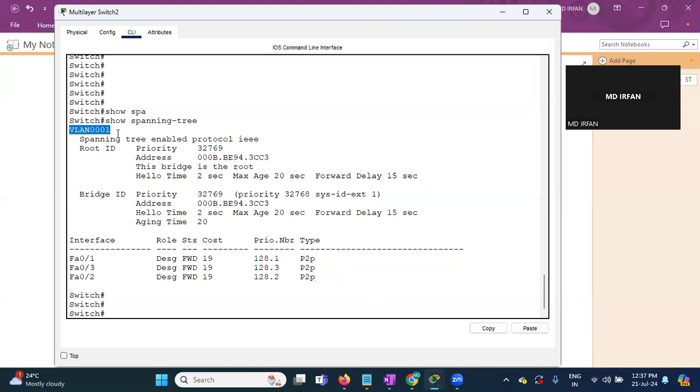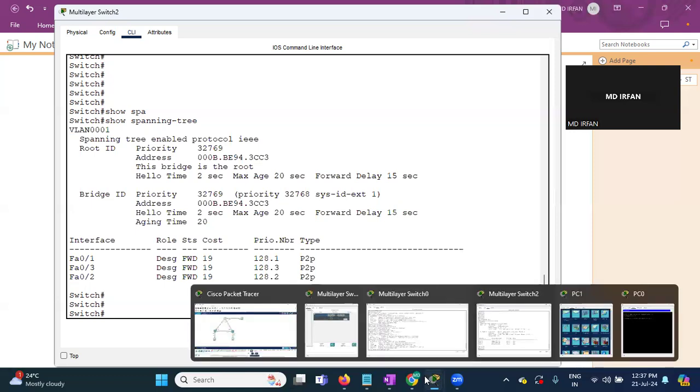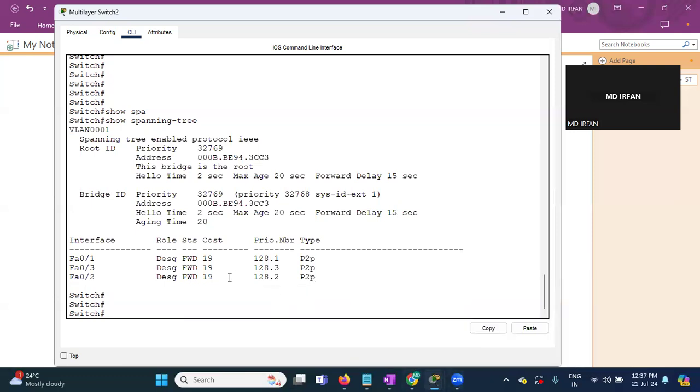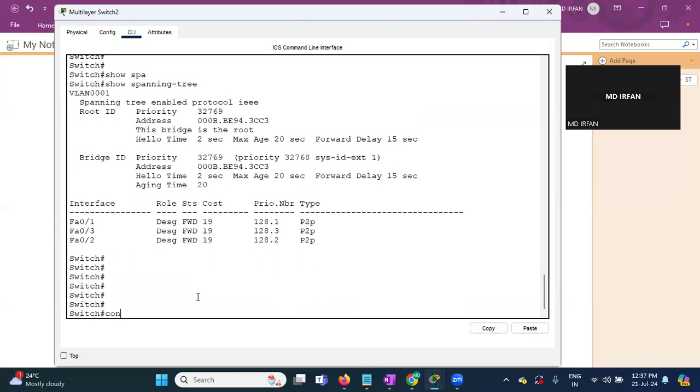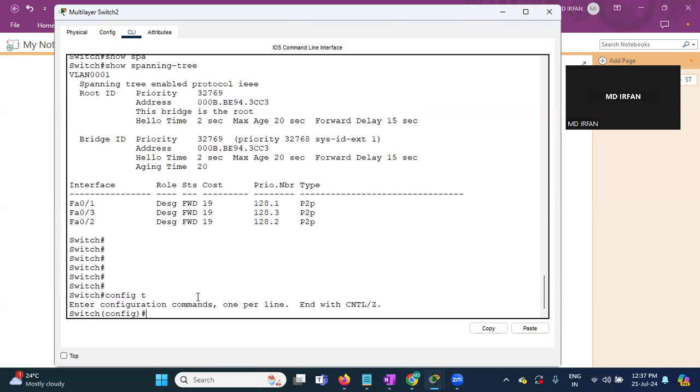Got it? I will explain more about how CST works. Let me just do config terminal, configure terminal, and then the second one is PVST.